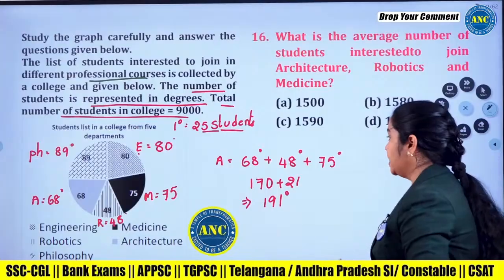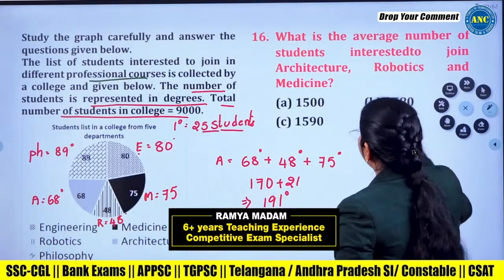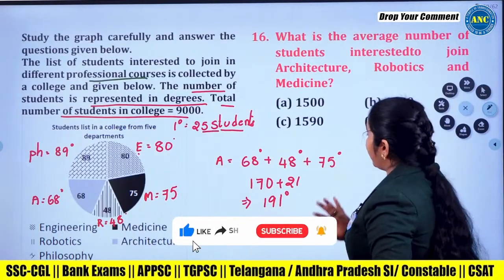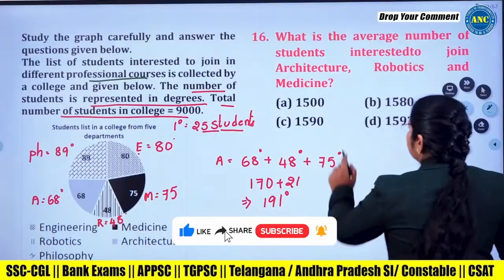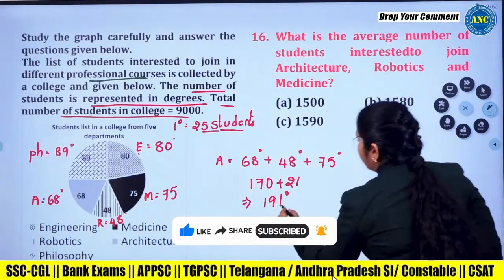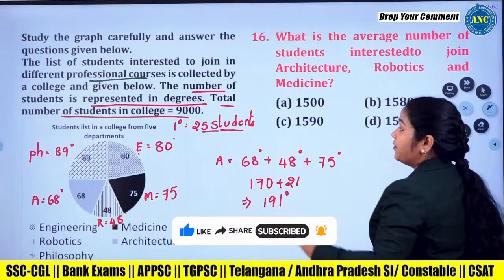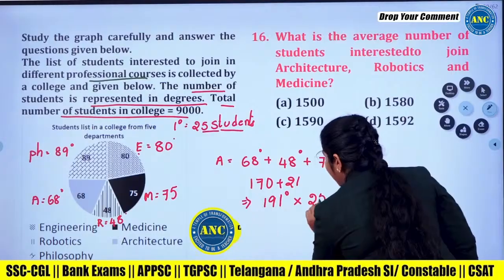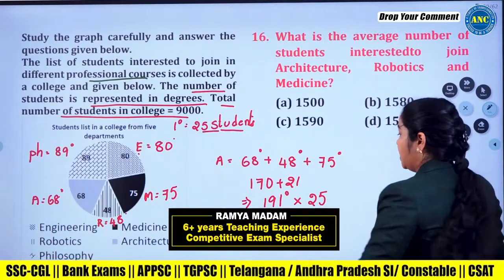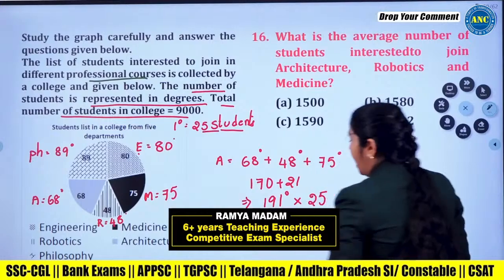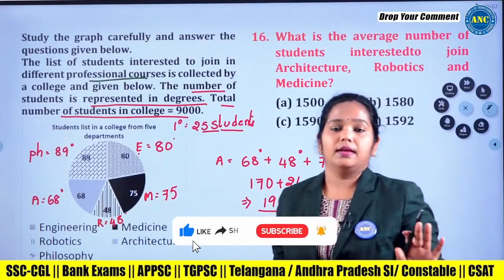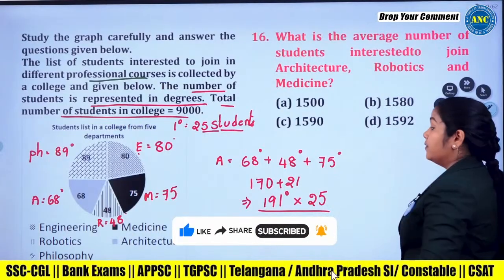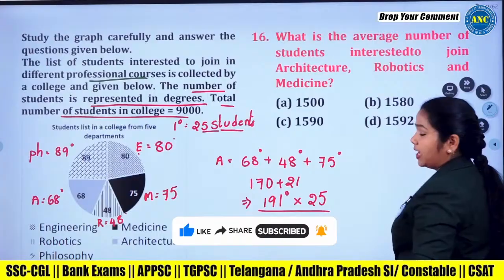So, what are they asking? We need average. Average is nothing but students from all the 3 divided by 3. Students from all the 3 in degrees we got 191. But if we have to convert this into students, you have to multiply this with 25. Then by 3. Are you all with me on this? 191 into 25 by 3.